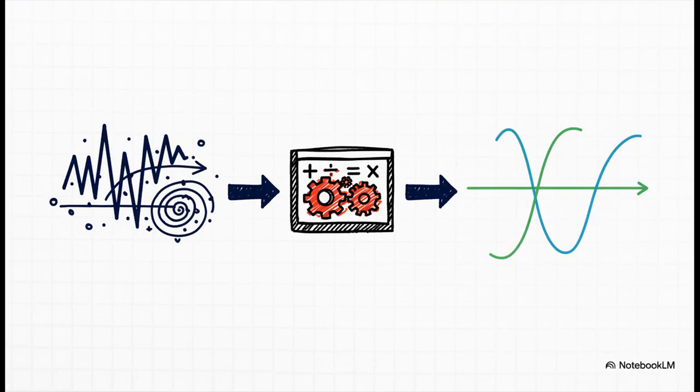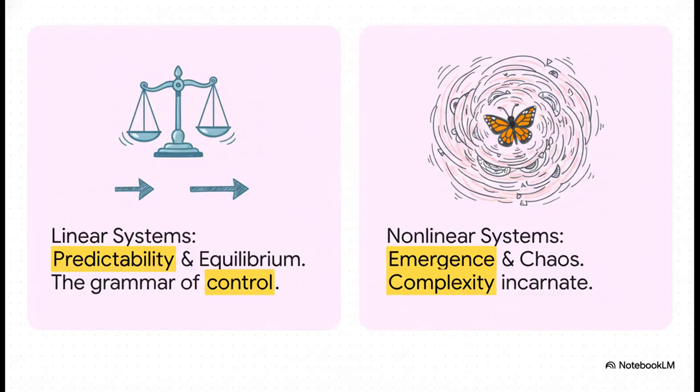It's basically being a translator, taking a messy, complex, chaotic system from the real world and translating its behavior into the precise formal language of change. So when we model things, we basically find two kinds of systems.